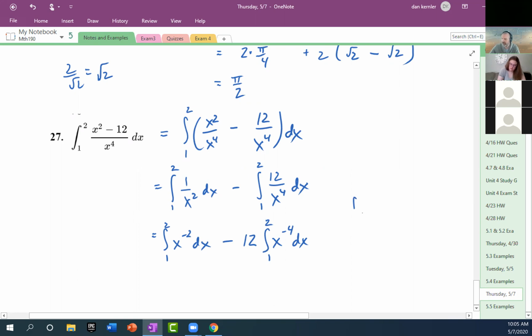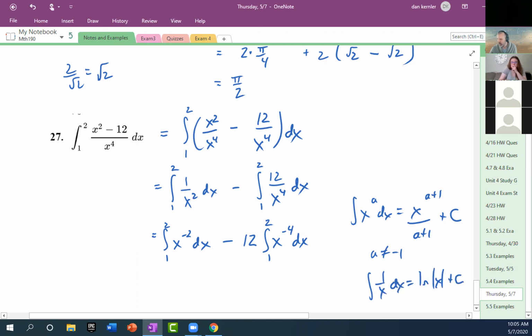Now you can do the power rule. The antiderivative of x to the a dx is x to the a plus 1 over a plus 1. You can do that here, even when the exponents are negative, that power rule will still work. The only time it doesn't work is when a is negative 1. That one, you remember, is the natural log. Otherwise, you can just do the power rule. So does that agree with what you had, Christopher? Does that look okay? Yes, thank you. You're welcome.